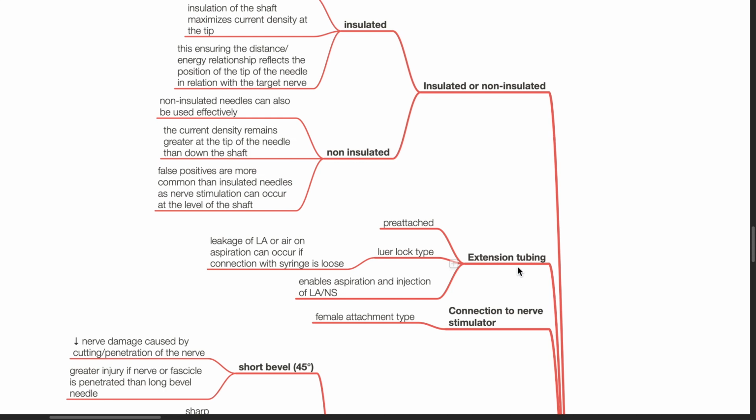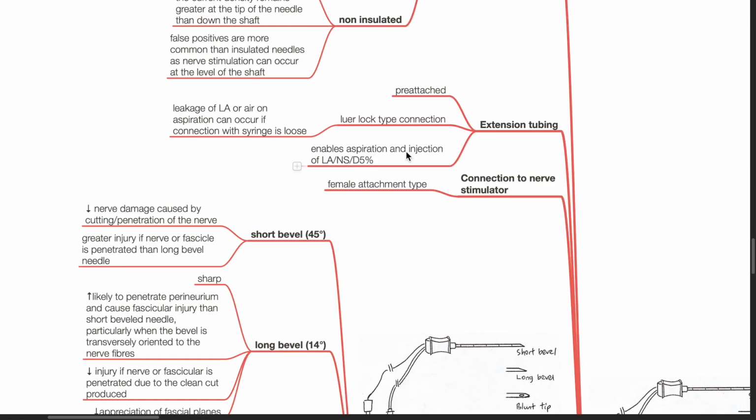Extension tubing is usually pre-attached. With a Luer lock type connection, leakage of LA or air on aspiration can occur if the connection with the syringe is loose. Extension tubing enables aspiration and injection of LA, normal saline or dextrose 5%. There is a female type attachment to connect to the nerve stimulator.